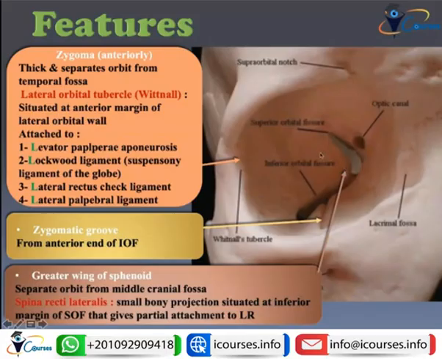Finally, the greater wing of sphenoid, here it is, will separate the orbit from the middle cranial fossa, and there is a small bony projection at the inferior margin of the superior orbital fissure. This is called spina recti lateralis. These are small bony projections that give attachment to the lateral rectus muscle. So the lateral rectus muscle takes part of its origin from the spina recti lateralis present in the inferior margin of the superior orbital fissure.